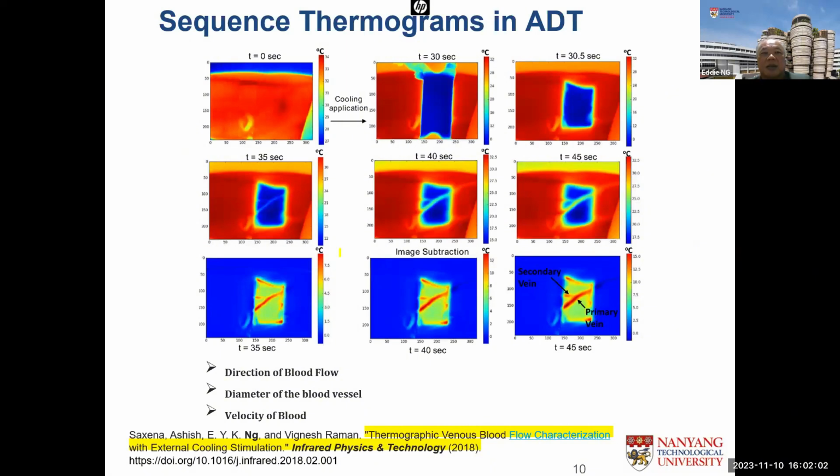Here is a sequence. For those interested, please read this article again: Thermographic venous blood flow characterization with external cooling stimulation, which we published in Infrared Physics and Technology. Here you can see initially 0 seconds starting, then the cooling application, and at a point the cooling is removed, then we start counting from here, 30.5 seconds all the way to 45 seconds. You see the contrast getting better. Here we can show the direction of blood flow, the diameter of the blood vessel, even the velocity of the blood, which we derived later on.